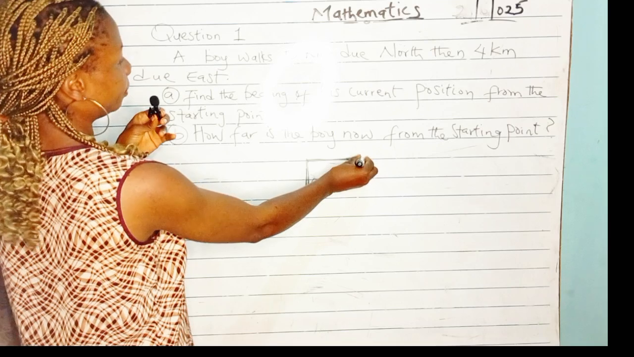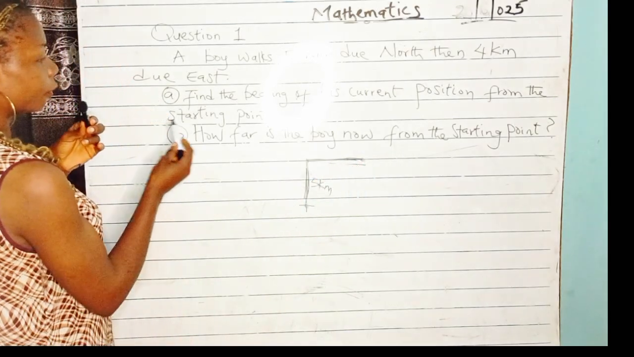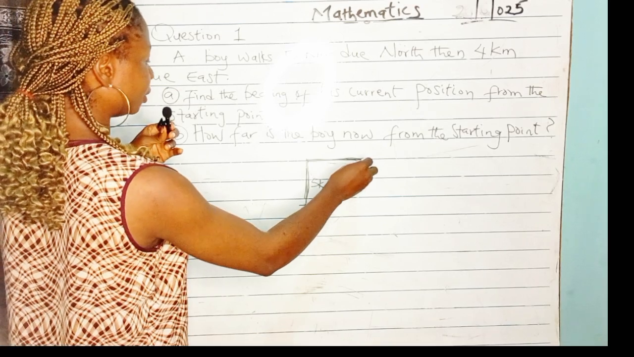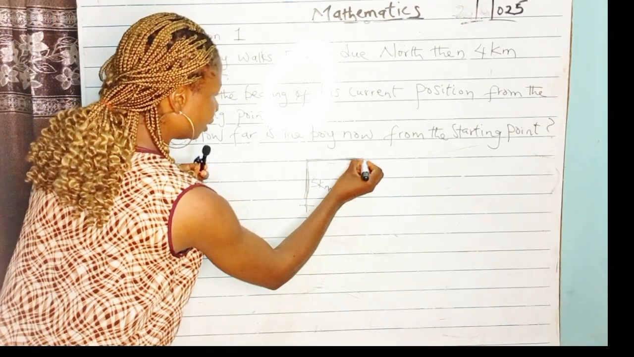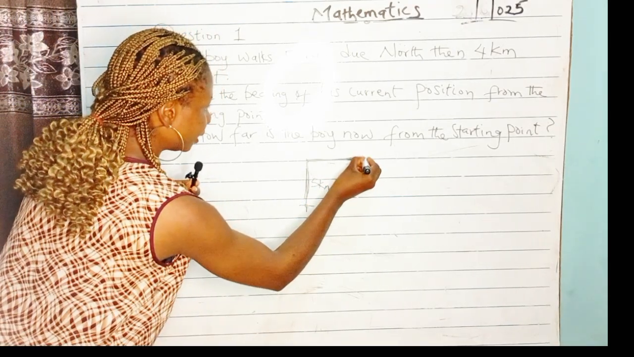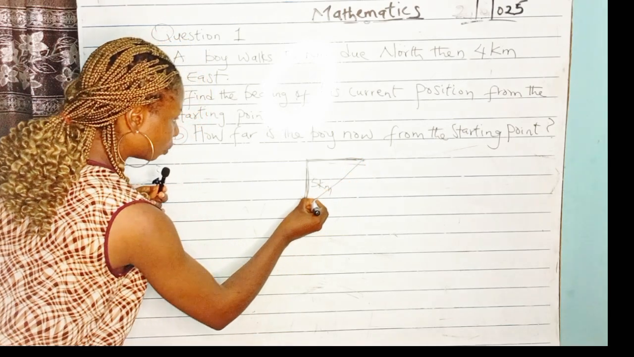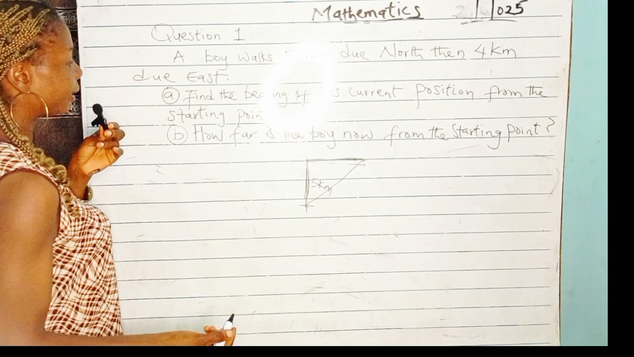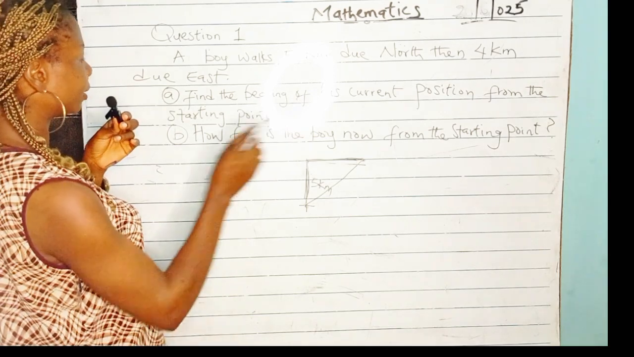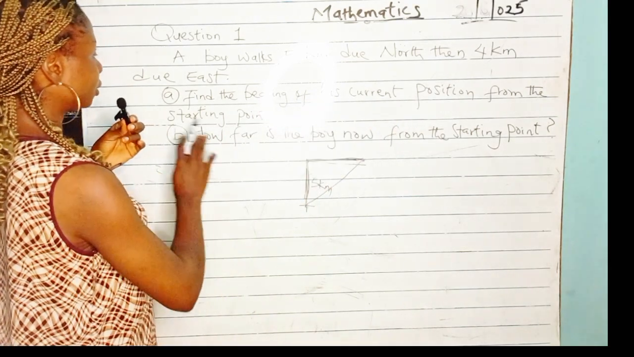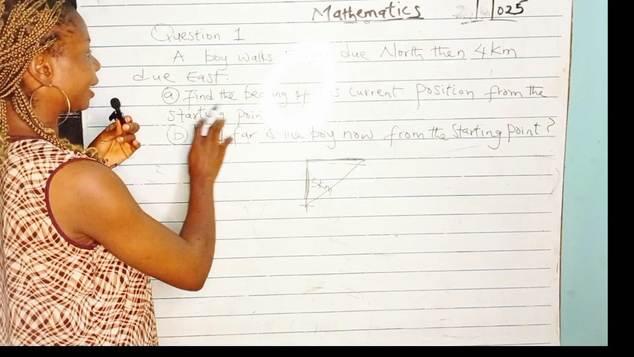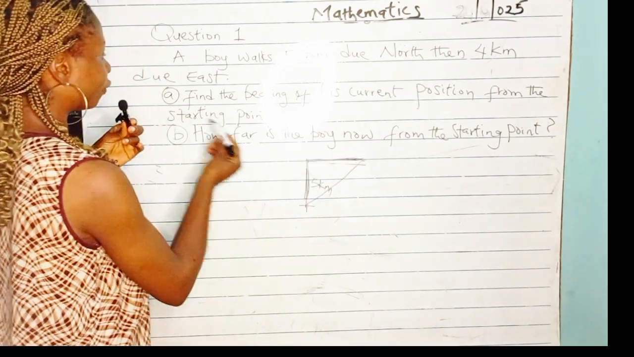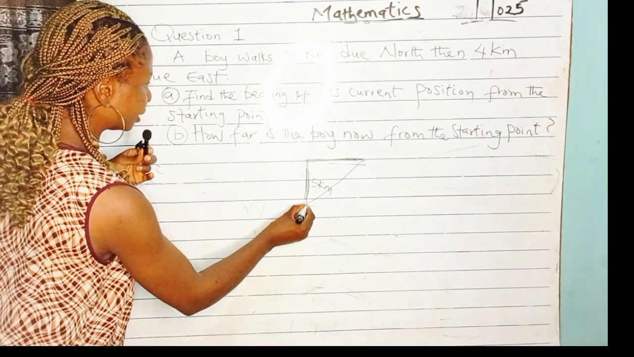They say you should find the bearing of his current position from the starting point. This is the current position from a certain point. From this point, you make a straight line that will join to the previous point, like this. So the bearing, they say you should find from his current position to the starting point. This is the current position now, and this point is his starting point.